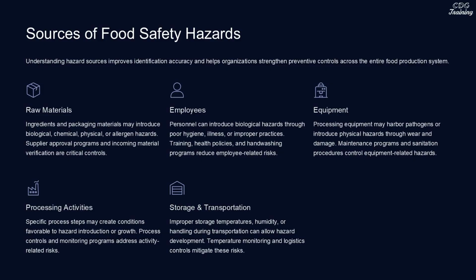Equipment may harbor pathogens or introduce physical hazards through wear and damage. Maintenance programs and sanitation procedures control equipment-related hazards. Specific process steps may create conditions favorable to hazard introduction or growth. Controls such as monitoring programs address activity-related risks. Improper storage temperatures, humidity, or handling during transportation can allow hazard development. Temperature monitoring and logistics controls mitigate these risks.